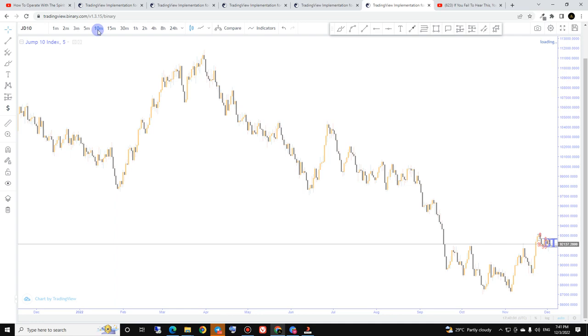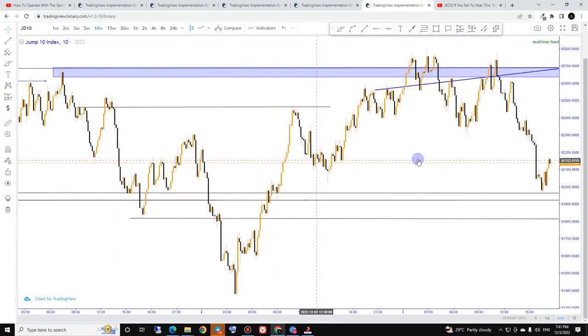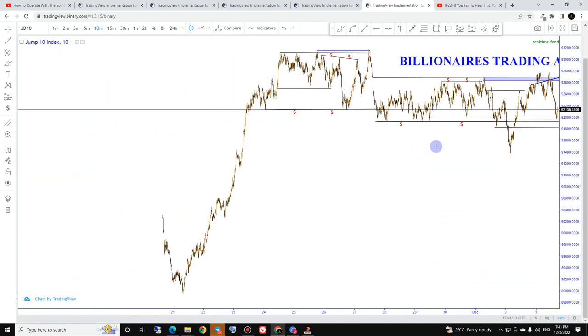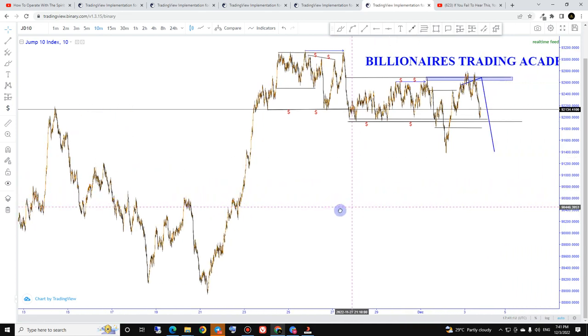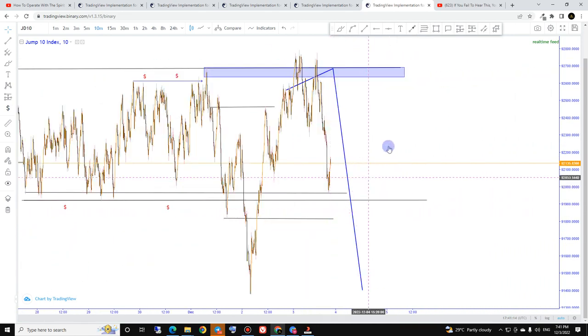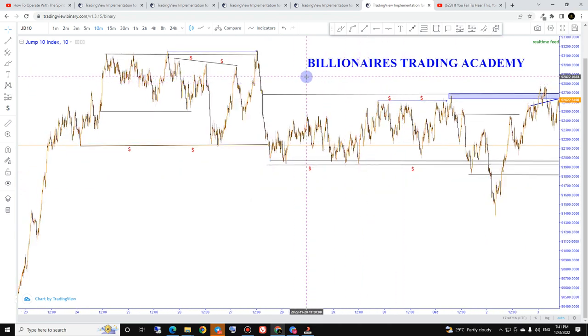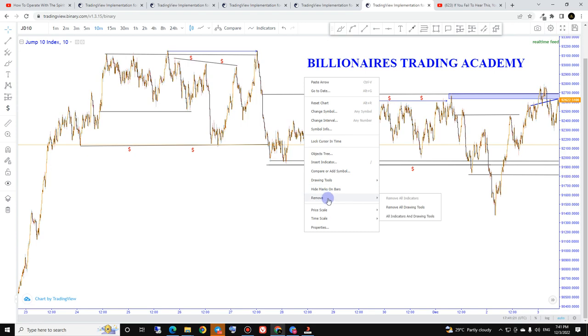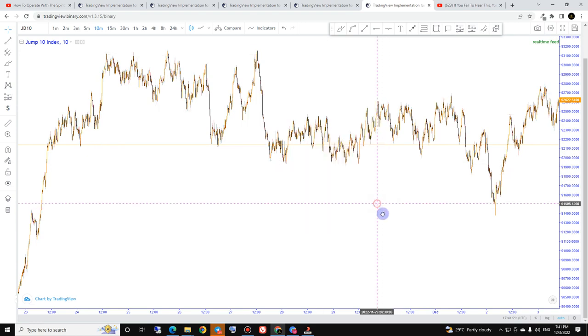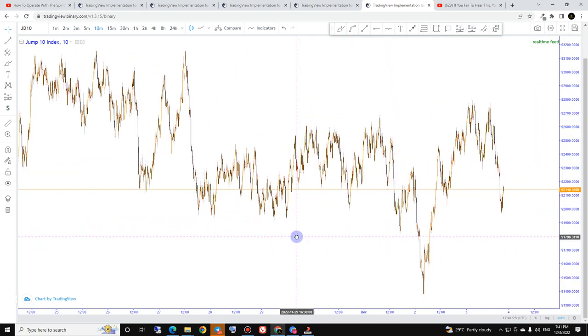So with Jump 10, I have been able to see that it's been in a good downtrend for some time now, and of course I did make an analysis on how the market is going to go. Okay, this is still there. Okay, so here is the thing, right? Let me just delete this and restart. So if you can see, this is Jump 10.